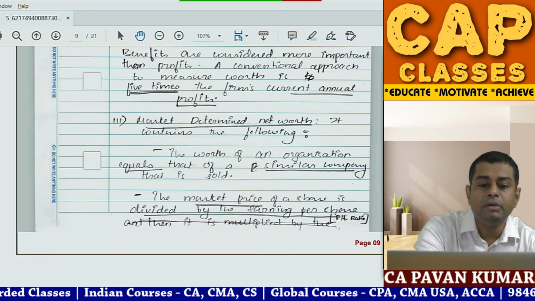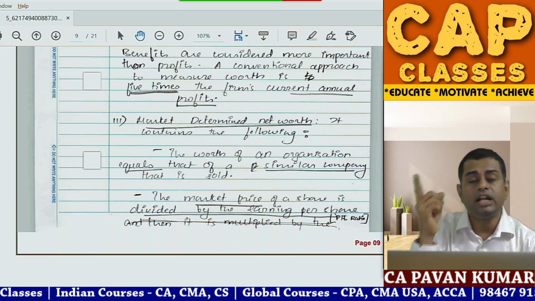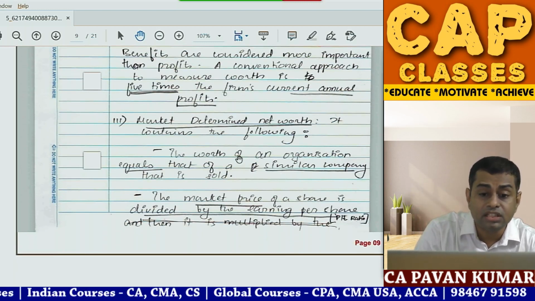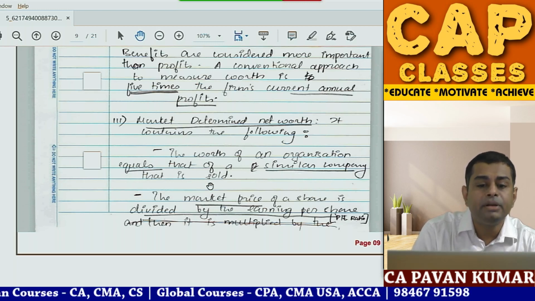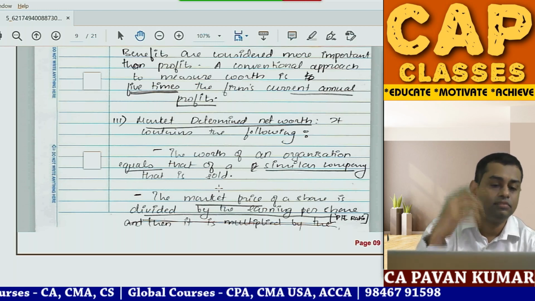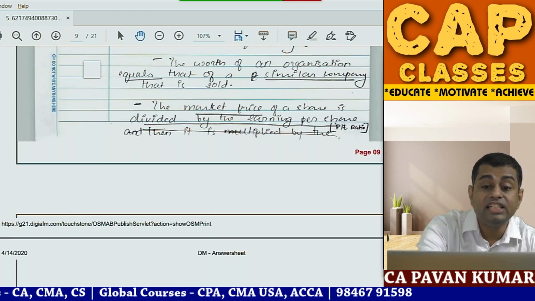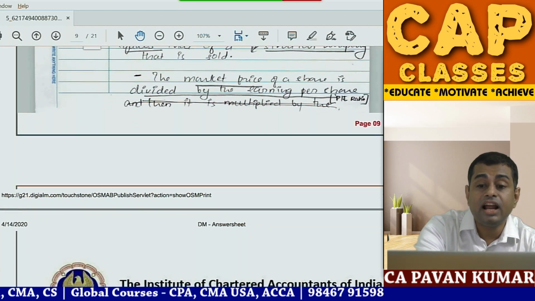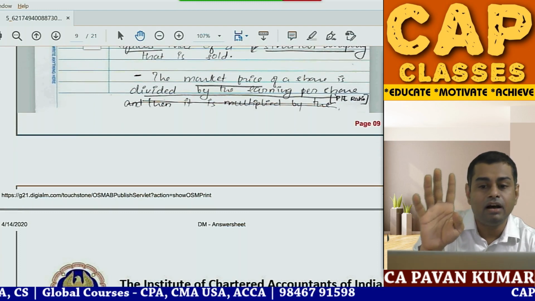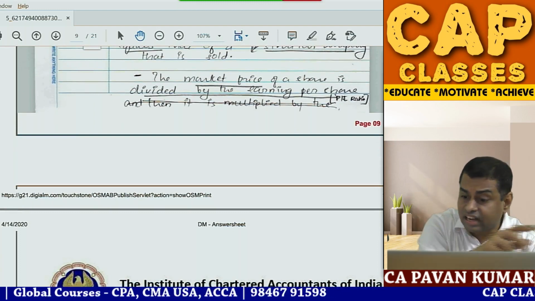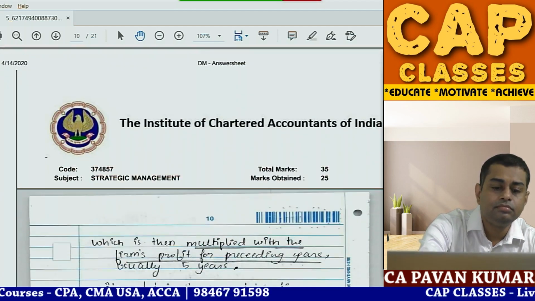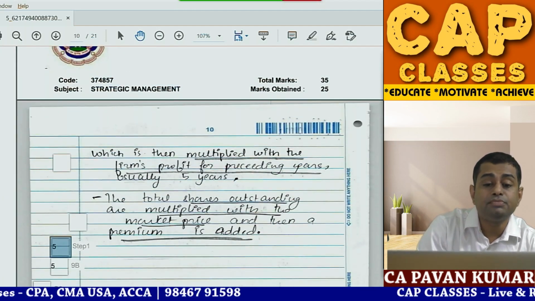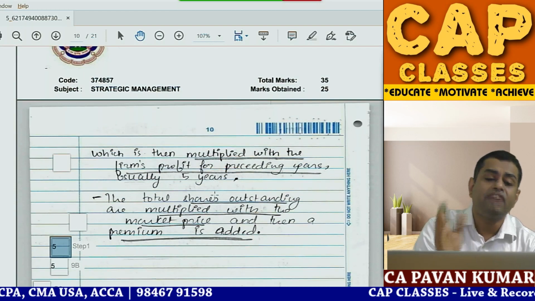Then market determined net worth. This is right. So take the market price and multiply with the number of shares. The worth of an organization equals that of a similar company that is sold. Then the market price of a share is divided by earnings per share and then multiplied by the PE ratio. Then he has struck this out completely and written PE ratio. Then which is multiplied by the firm's profit for the preceding 5 years, usually 5.